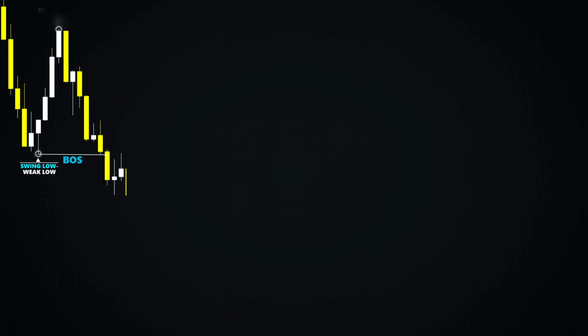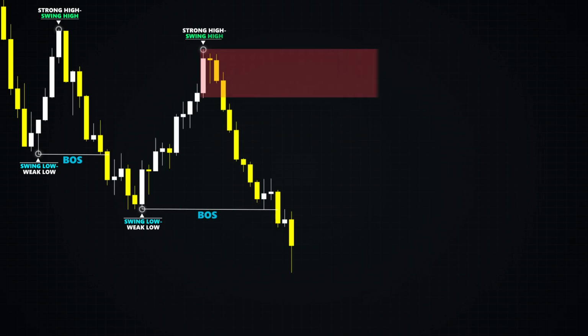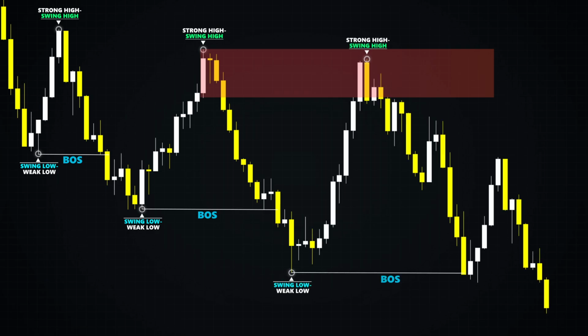And in a downtrend, same idea, just flipped. Price trends down, makes a low, pulls back, then breaks a previous low. Mark that broken low. When price pulls back to it and sellers step in, you have a clean opportunity to sell with the trend. What's our goal here?